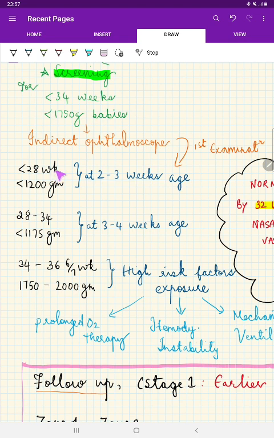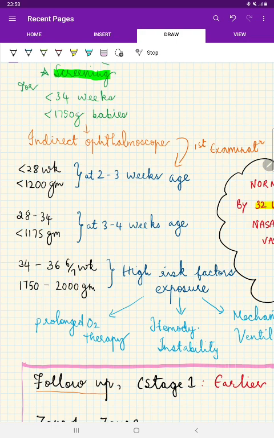If a baby is born at less than 28 weeks and has a birth weight of less than 1.2 kg, then at 2 or 3 weeks of age, we need to screen with indirect ophthalmoscope. The first ocular examination with indirect ophthalmoscope for screening of ROP for a baby of less than 28 weeks should be done at 2 to 3 weeks of age. Okay, then for 28 to 34 weeks, the baby should be screened at 3 to 4 weeks of age. Then it is 34 to 36 weeks.